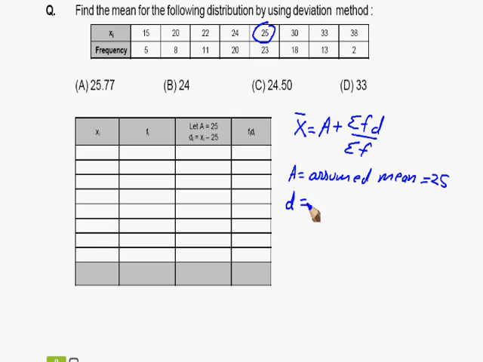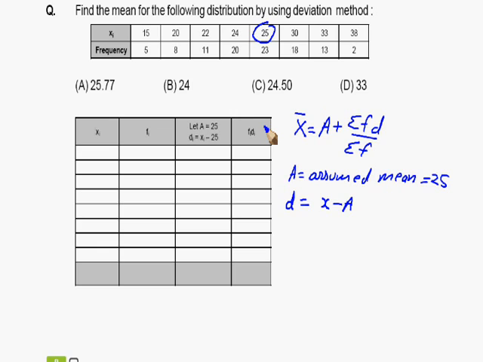And here the d comes in. The d means the deviation. Deviation can be obtained by subtracting the assumed mean from the observation. The observation is x and the assumed mean is a. So d is equal to x minus a. So we can find the mean by using the assumed mean method with this formula, that is x bar, or you can say the mean, is equal to a plus sigma fd upon sigma f.